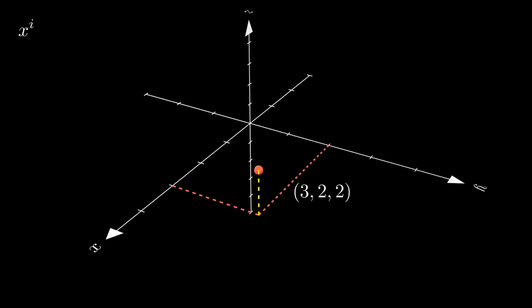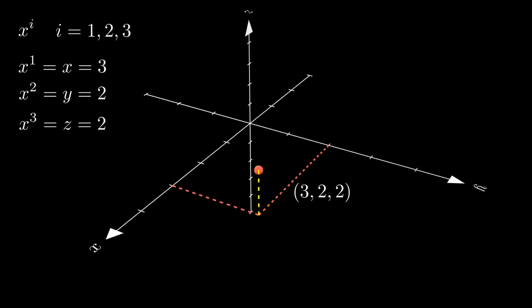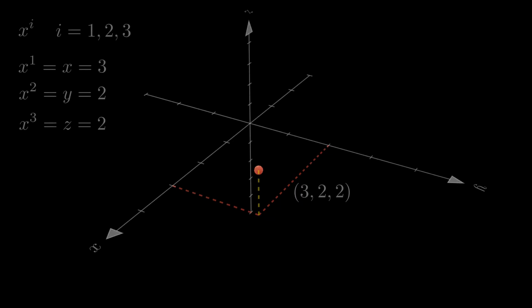The superscript i is not an exponent, but an index label. It can range from 1 to 3, with x^1 being equal to the x-coordinate, x^2 being equal to the y-coordinate, and x^3 being equal to the z-coordinate.